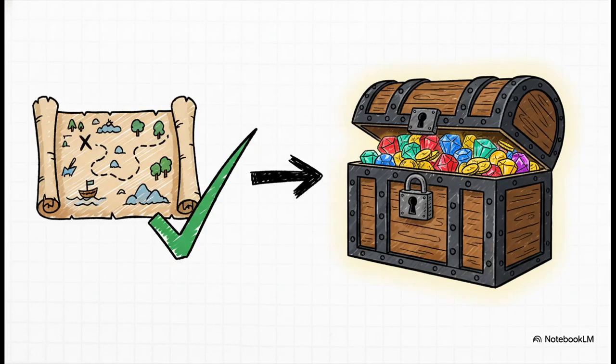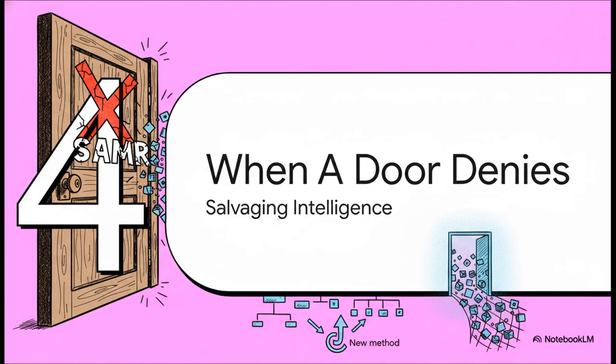And this is the whole philosophy in a nutshell. Before you ask for the crown jewels, just ask for a map of the castle. Prove you have the ability to ask any question before you ask the one that's most likely to get you thrown out. Okay, so what happens when that main door, samr, inevitably slams in your face?